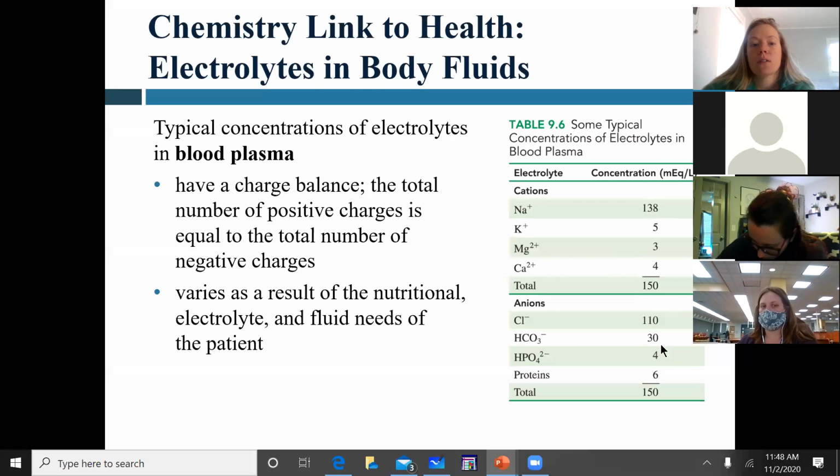So here are some typical concentrations for equivalents in blood plasma. Don't have to have these memorized, but do notice how your positive ions, here are all your milliequivalents, about 150 milliequivalents for your positive. Your anions also have to be 150.